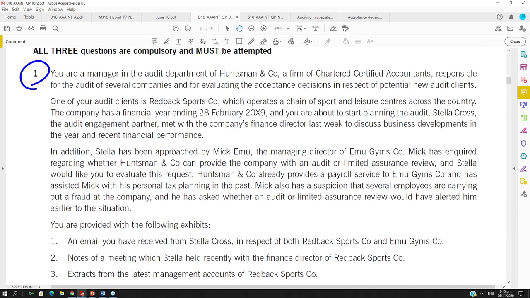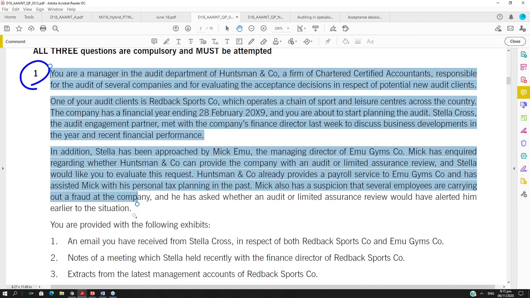Okay, can you just do one thing? Can you just read this introduction for me in about 3 minutes and see whether you get some information about Emu Gyms in the introduction page? I'm giving you 3 minutes. And once you have read, do tell me. Read the 3 paragraphs in orange and see whether you find any information about Emu Gyms Company. Your time starts now, right?